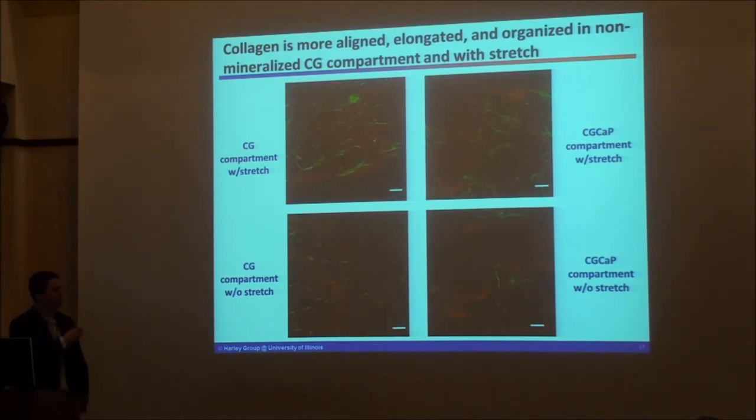And so you can see that the collagen seems to be more compact in the mineral compartment compared to the non-mineral compartment, where the collagen seems like it's more organized with the stretch and also more elongated. And so this is ongoing work that we're looking at, but we're starting to get to the point where we're integrating cells into this multi-compartment material and really seeing what happens.